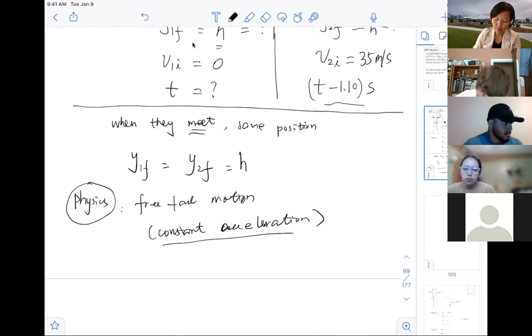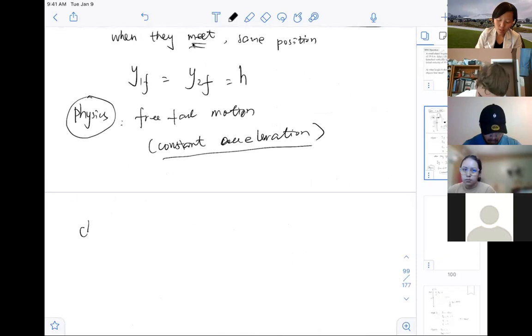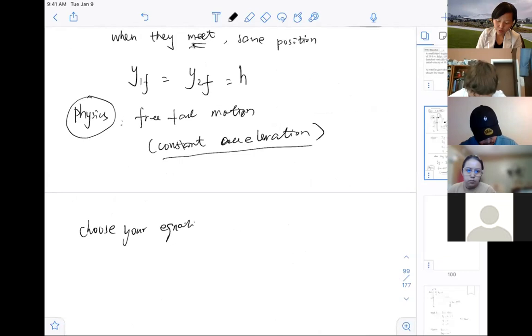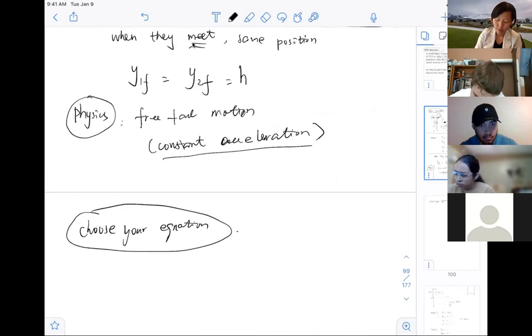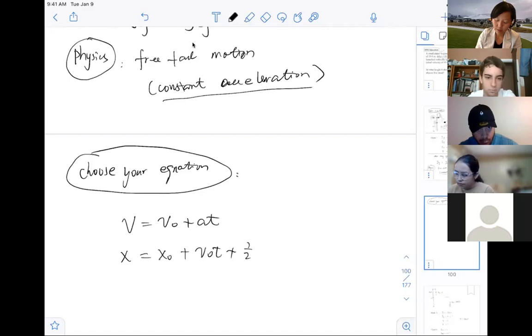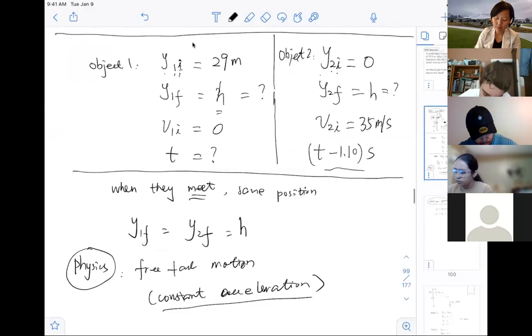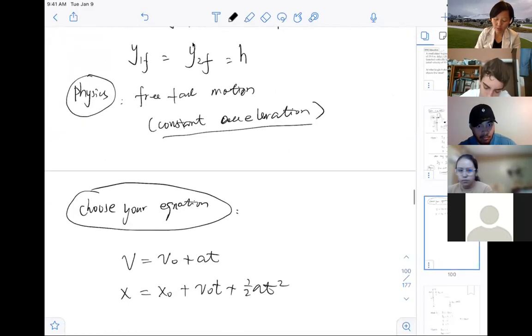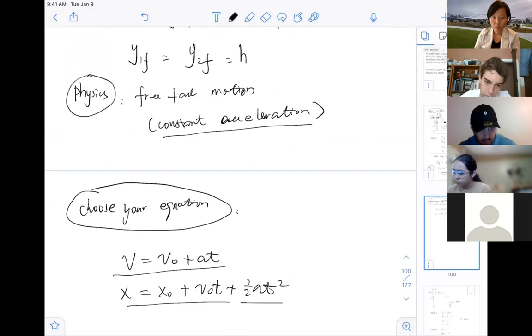So for constant acceleration, now you can choose your equation after you figure out what physics is involved. So we have two equations, v equals v naught plus at, x equals x naught plus v naught t plus 1/2 at squared. So take a look at this information. Which equation do you think I should try first? The second one. Yeah, very good.